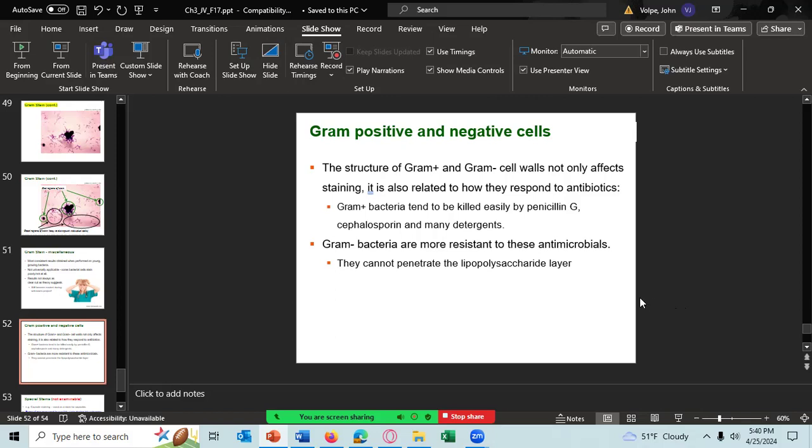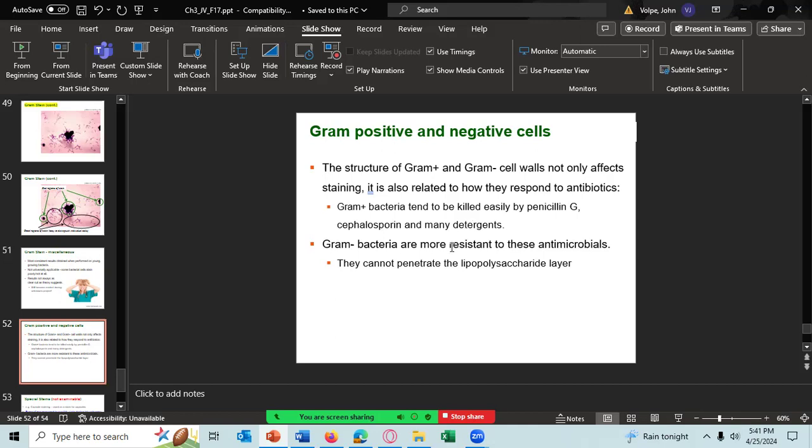The structure of the gram positive and gram negative cell walls not only affects the staining, it's also related to how well the cells respond to certain antibiotics and to other treatments. For example, the gram-positive bacteria tend to be easily killed by penicillin G, as well as cephalosporin and many detergents. It's because penicillin G, cephalosporin, and many detergents are water soluble, and these agents get right through the cell wall.